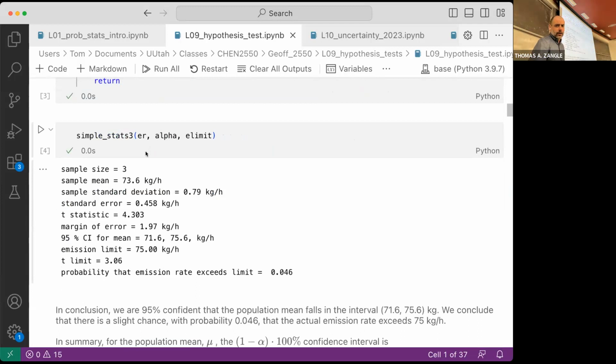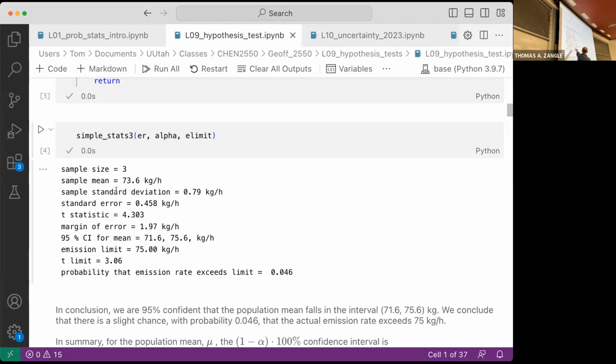So when we run that on our results, we can see the expected results. We've been growing this list of statistics that we compute from this example as we go piecewise through the lectures. So we saw the mean is 73.6, standard deviation 0.79. Our 95% confidence interval on the mean, 71.6 to 75.6 kilograms per hour.